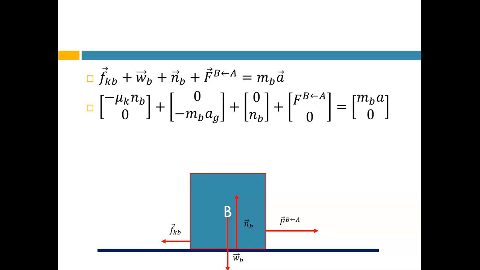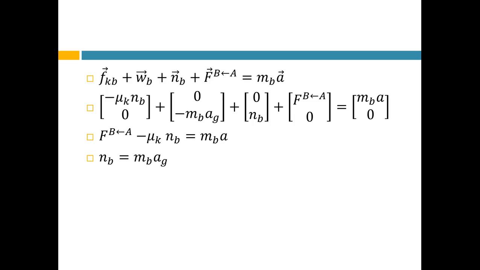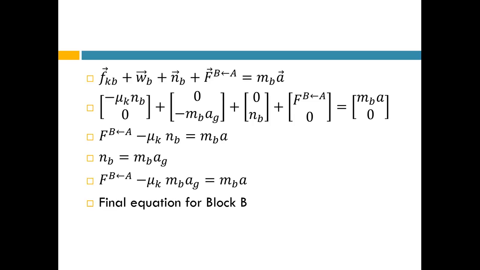Okay? When we get done with that, all we got to do is set the equalities, or set the equations. The top row becomes F on B from A minus mu k times N_B equals m_B times a. And the normal of B is equal to the weight of B. No surprise there. We do the substitution again for the normal, and we end up getting the final equation on block B, which happens to be the force on B from A minus mu k times the mass of B times the free fall acceleration equals the mass of B times its acceleration.